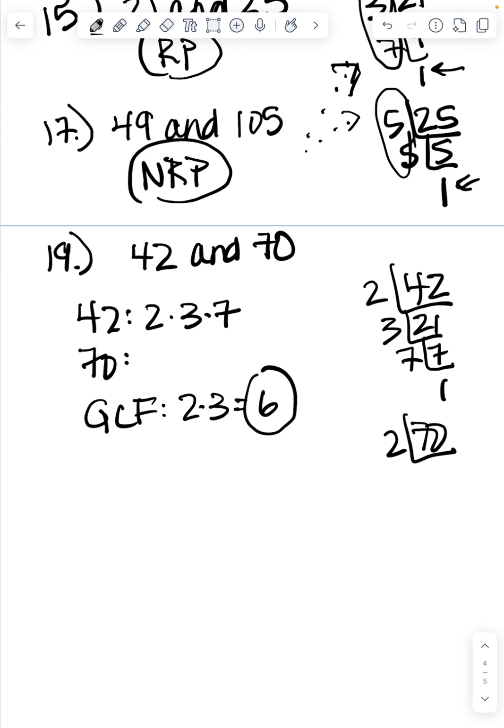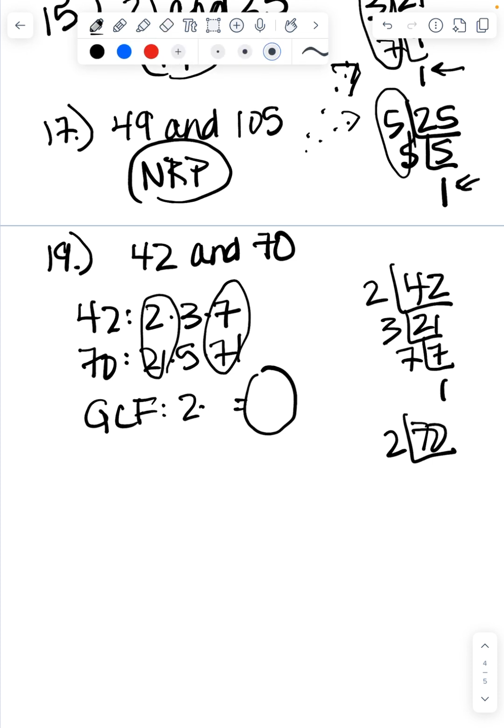Okay, so 70 is 2 times 5 times 7. All right, so that means we have 2s and we have 7s that match up. And I'll fix my error here: 2 times 7. Okay, so number 19, the answer is 14. Sorry about that. Number 21.